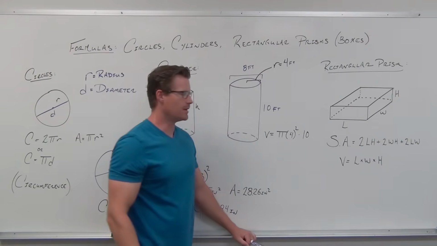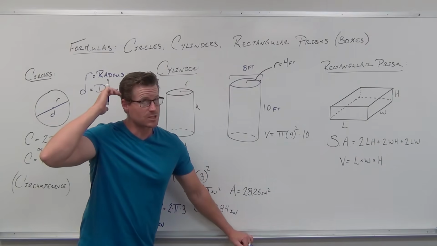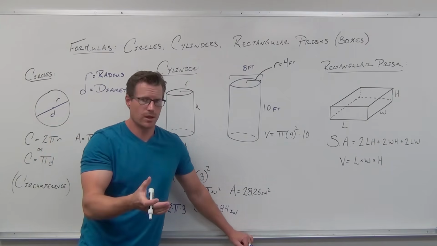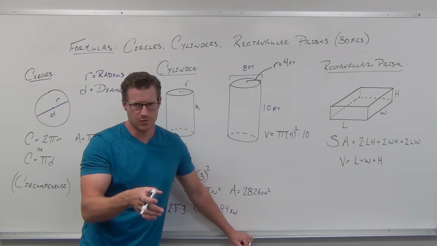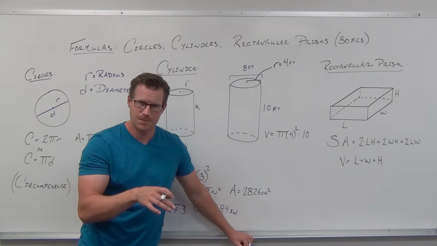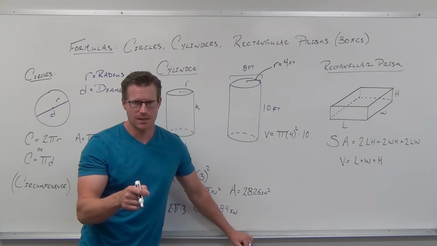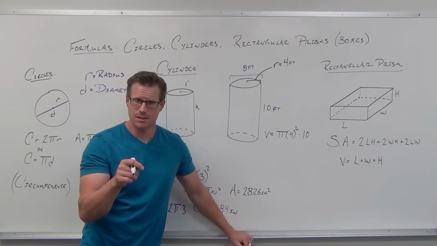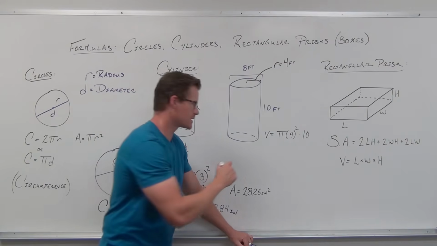Times the height of 10. Now, the order of operations says something very specific. It says before you start multiplying, you have to do the exponents first. So you need to get 16, and then you need to multiply by 10. So get 4 squared, 16, multiply by 10 gives you 160.